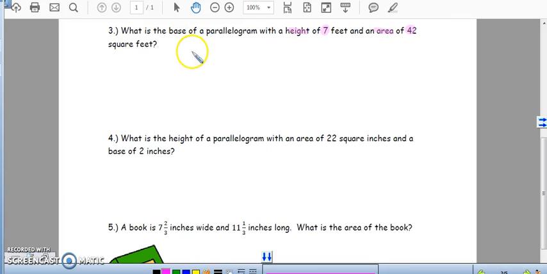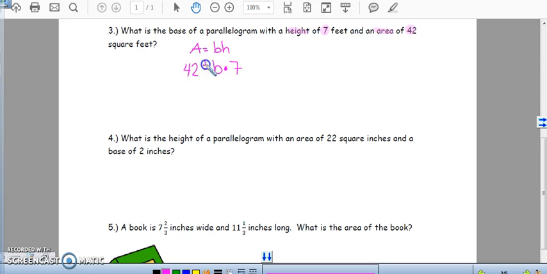So, first of all, parallelogram formula, area equals base times height. Now, I'm finding my base. I don't know what that is, so I'm just going to leave it as B. My height is 7, and we know my area is 42, so I'm substituting them in. This is usually where we struggle a little bit. So make sure you substitute in for exactly what they give you. They give you the height, so put it in. They give you the area, so put it in.